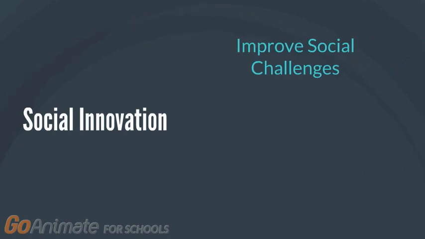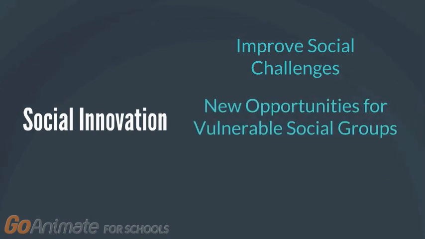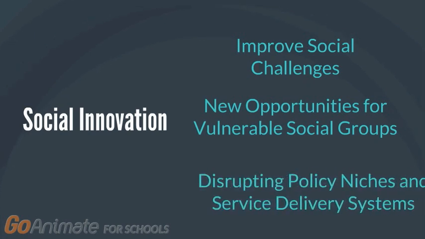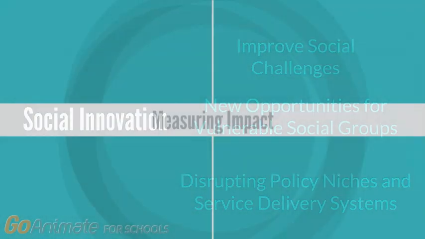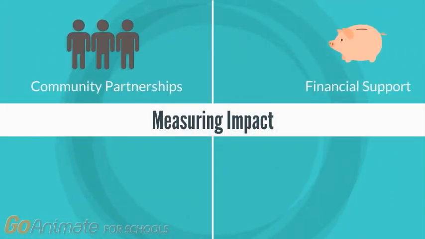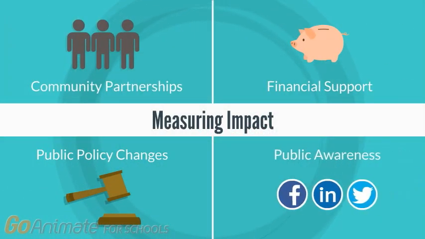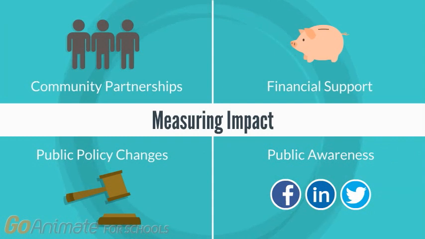So, broadly speaking, social innovations are new efforts that improve a social challenge experienced by a particular group or society at large. Social innovations support broad social outcomes by providing new opportunities for vulnerable social groups and by disrupting policy niches and service delivery systems. While social innovations are often incremental, their impact can be measured by their widespread adoption within sectors or by the change they create in public policy frameworks.